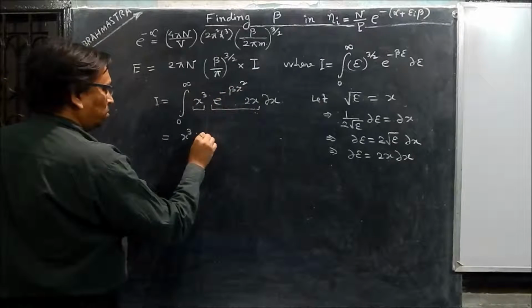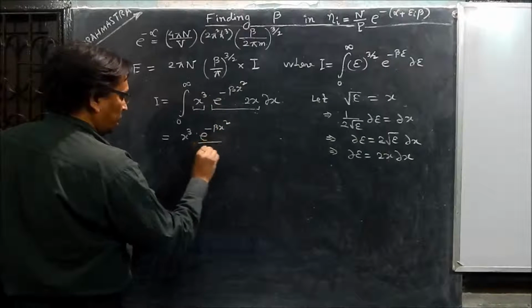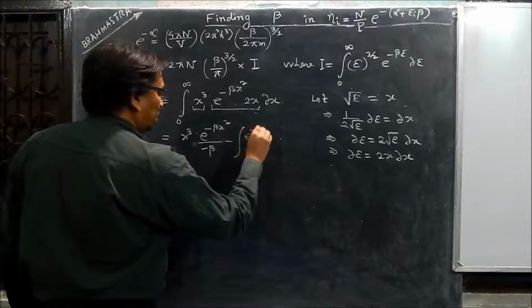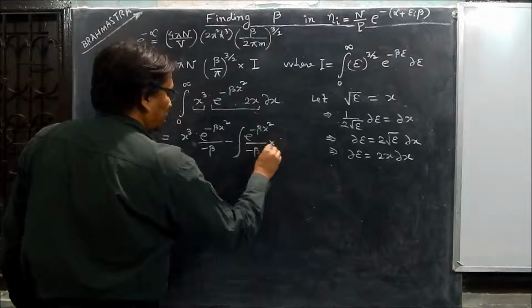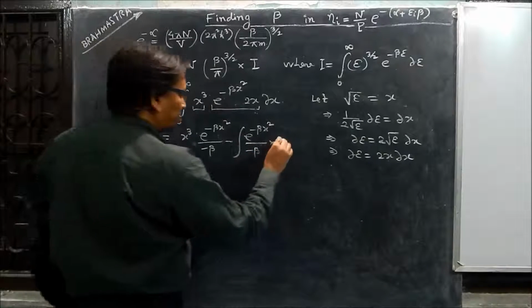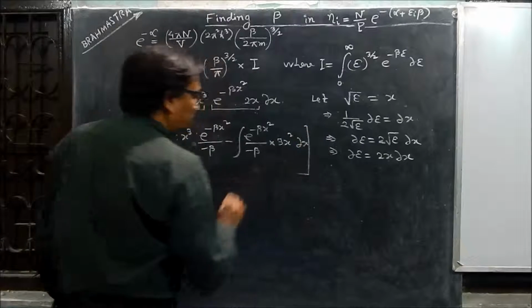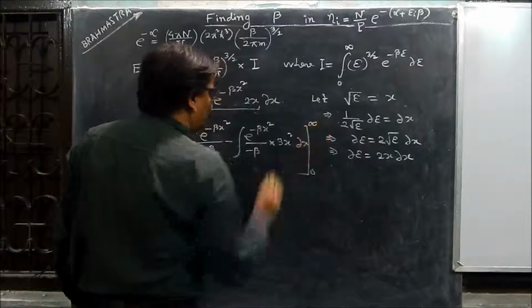So here also x square is present: e to the power minus beta x square by minus beta, and minus the integration of this same thing, e to the power minus beta x square by minus beta, into the differentiation of x cube, that is 3x square del x. And we are integrating from 0 to infinity.